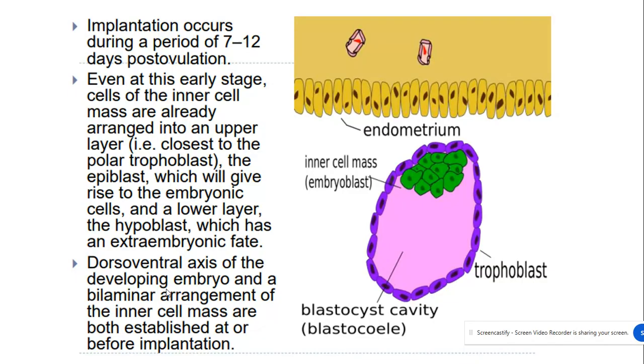Dorsoventral axis of the developing embryo and a bilaminar arrangement of the inner cell mass are both established at or before implantation. Okay, so the dorsoventral axis of the developing embryo and a bilaminar arrangement of the inner cell mass are both established before implantation. So even before the implantation occurs.